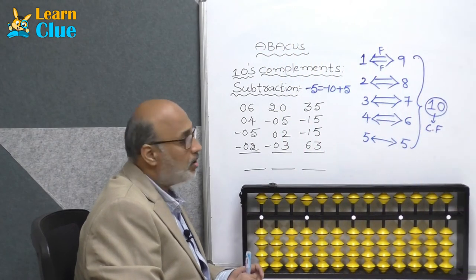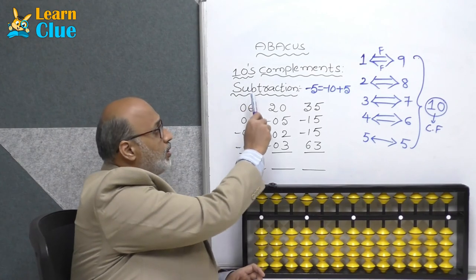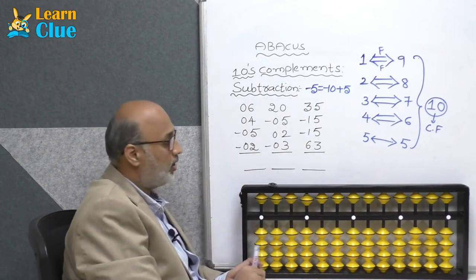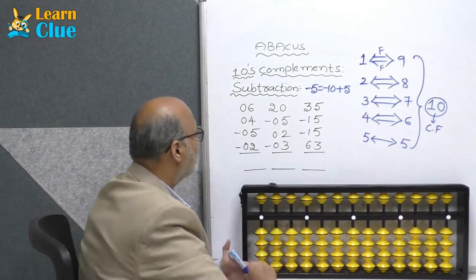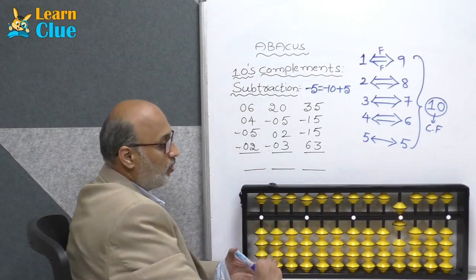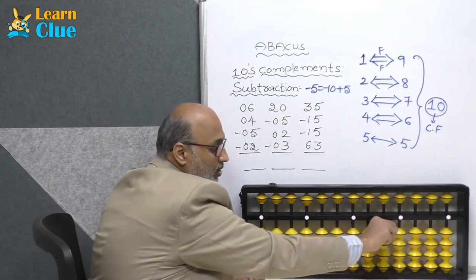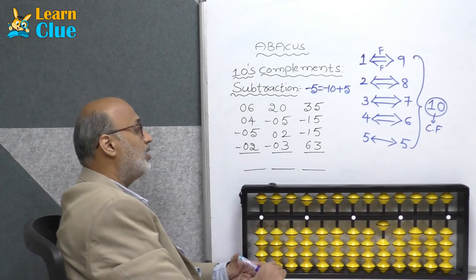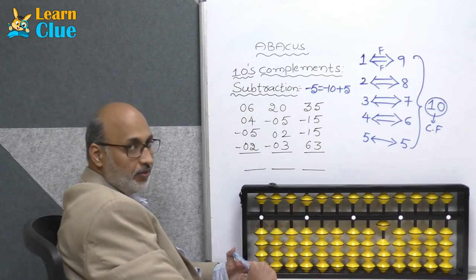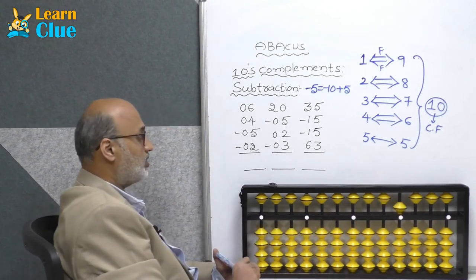Hi students. Now we are going to see problems in tens complement subtraction minus 5 technique. Let's practice some problems. First problem is plus 6 plus 4. Who is the friend of 4? 6 itself. So minus 6 plus 10. Now they are asking minus 5. Who is the friend of 5? 5 itself. So minus 10 plus 5.